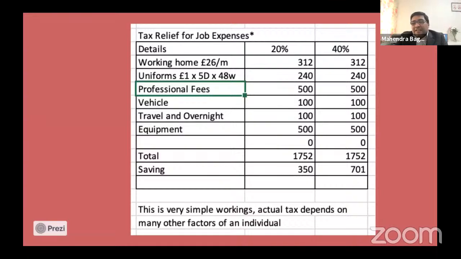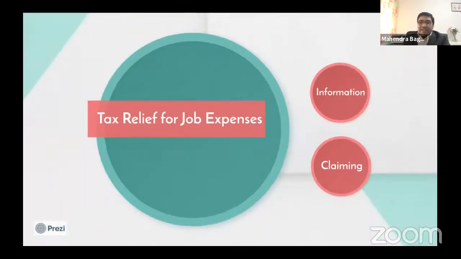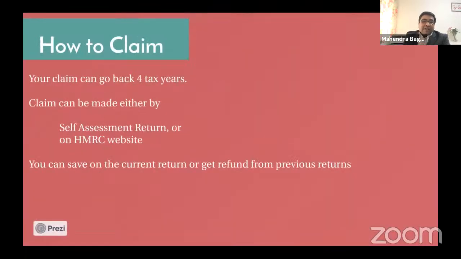Professional fees, just again taking an example of your medical or accounting or any other trade profession, you have to register. Vehicle, travel, equipment, let's say you bought a laptop, and that is all amounting to, let's say, 1752. If you are a 20% taxpayer, you could claim back a saving of 350, and if you are a 40%, 701. Again, it's just a simple working to give you some thoughts about your own personal situation, and then you can work out, okay, right, let's say if I'm eligible, the next question, how do I claim it?